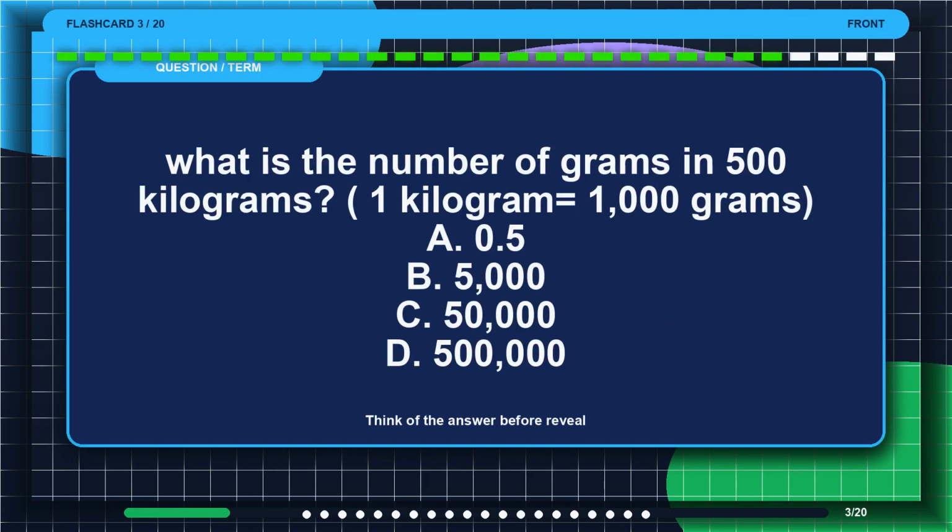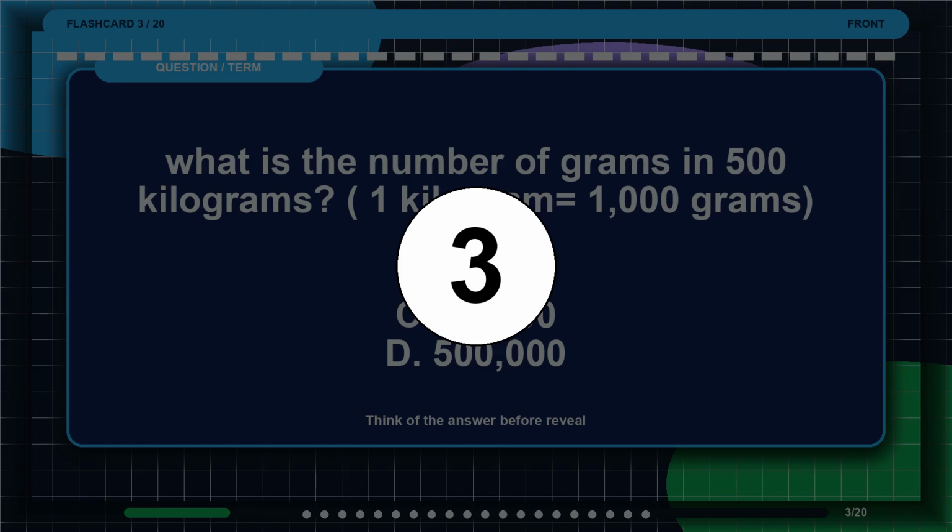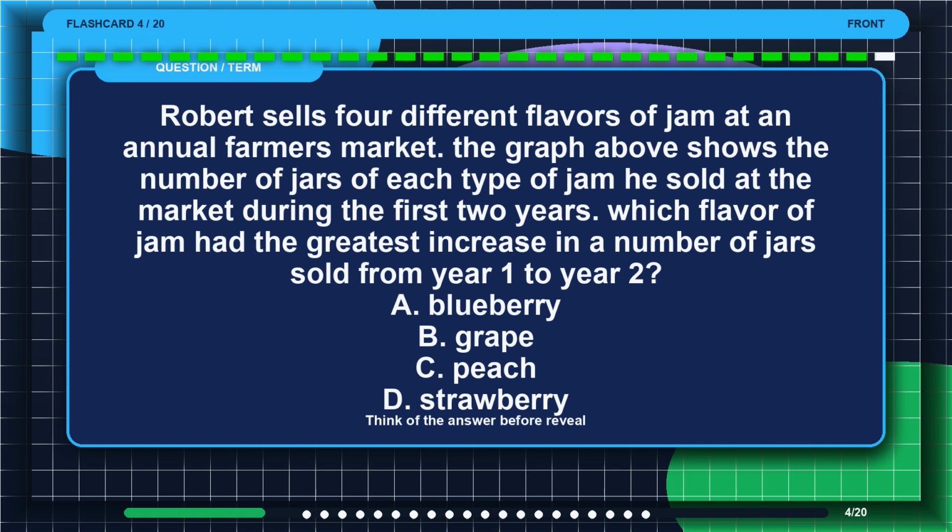Flashcard 3. What is the number of grams in 500 kilograms? 1 kilogram equals 1000 grams. A. 0.5, B. 5000, C. 50,000, D. 500,000. Pause and think of the answer before the reveal. The answer is D.